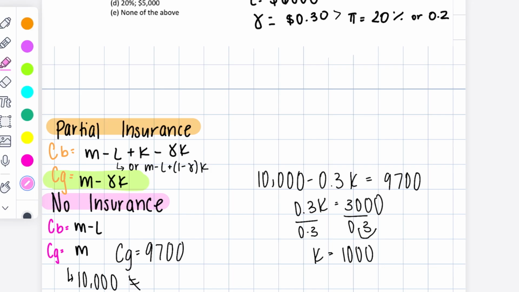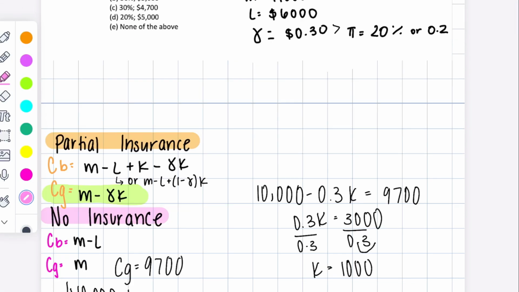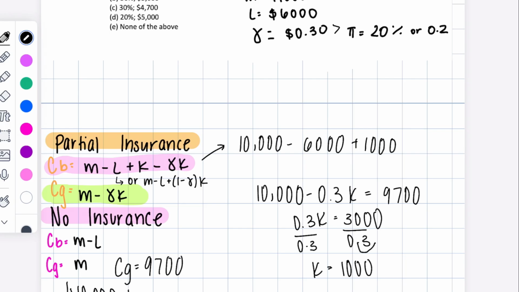Now that we know our K, we can go ahead and figure out what he would consume if he were in an accident this year. So using this consumption in a bad equation, we know that our M is 10,000, our income, our loss was 6,000 as they told us in the question. We just solved for K to be 1,000, and then we can go ahead and subtract 0.3 for that price of insurance times 1,000.